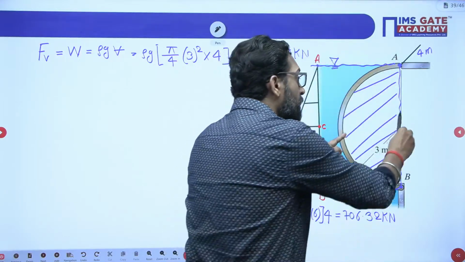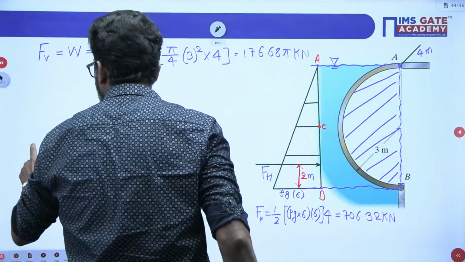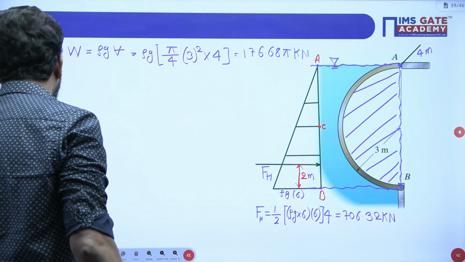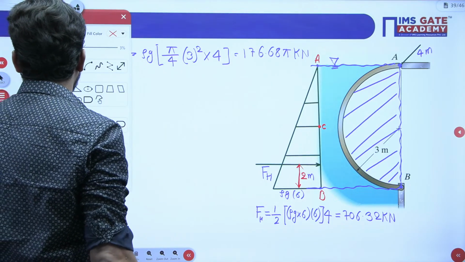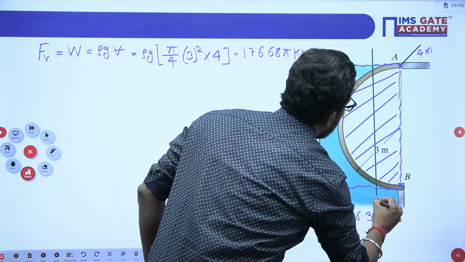CG of this volume from the base. How much is it? It is 4r by 3 pi. We know that. So this is your 4r by 3 pi. So from here it will pass 4r by 3 pi.